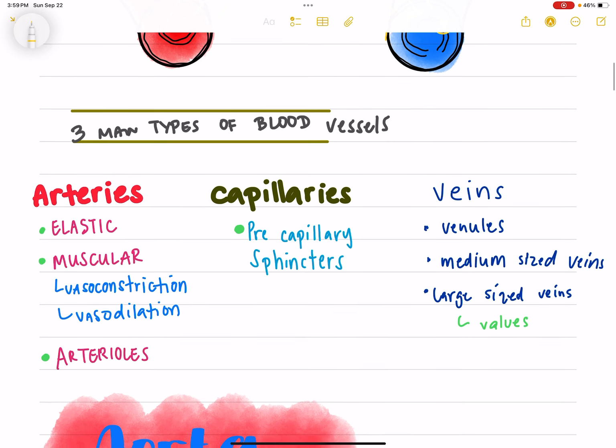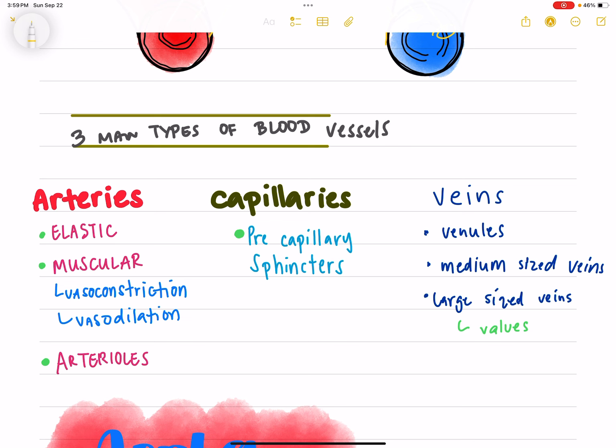So we have the veins. The veins carry blood toward the heart. So it goes to the heart. Usually it is deoxygenated blood. They increase in diameter and decrease in number as they progress toward the heart, and may be classified as venules, medium-sized veins, and large-sized veins. Okay. So the venules have a diameter slightly larger than capillaries. Okay, so for the medium size, the predominant layer is the tunica adventitia that consists of dense collagen fibers, which determines the degree to which they can distend.